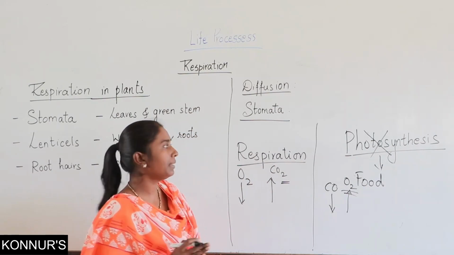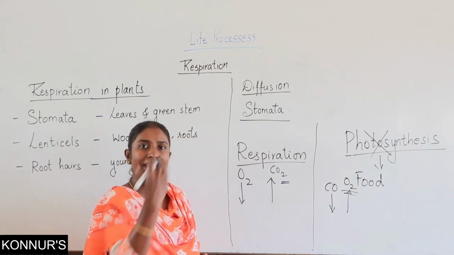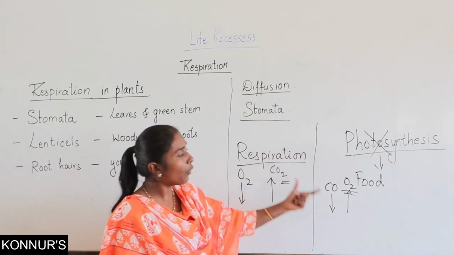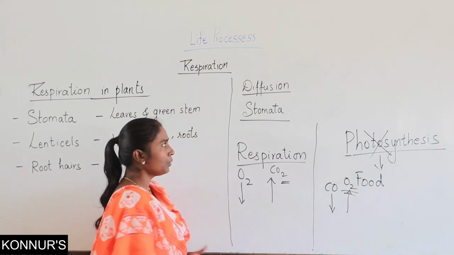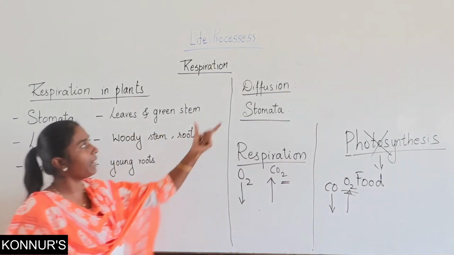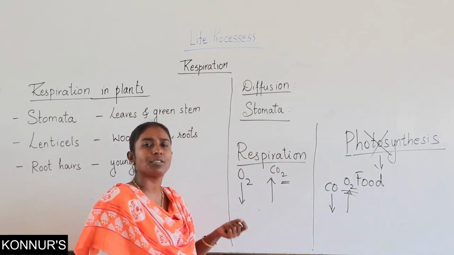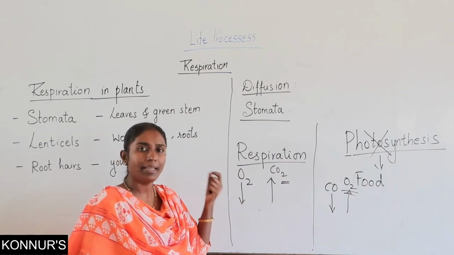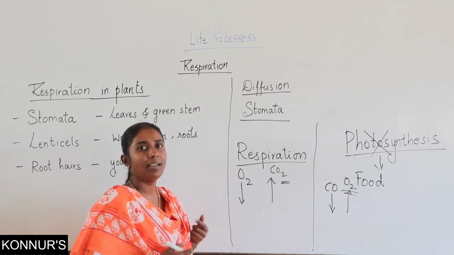Okay? So keep in mind that during the process of respiration, plants also take in oxygen and give out carbon dioxide. And in photosynthesis, they take in carbon dioxide and give out oxygen. So this is an important point. Now, from where does this oxygen enter? As in the previous class I have told you, there are tiny structures present underneath the leaf, which you call stomata, and it is through these openings or pores that the exchange of gases takes place.